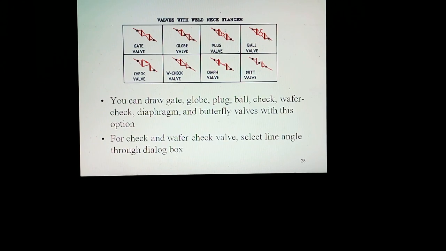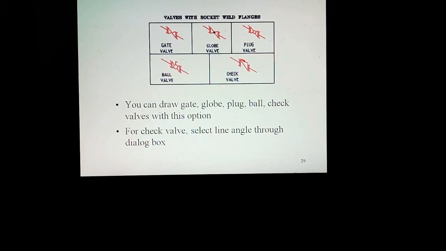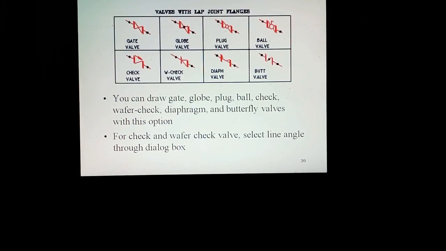With weld neck flanges, you can draw globe, plug, ball, check, wafer check, diaphragm and butterfly valves with this option. For check and wafer check valves, select the line angle through the dialog box. With socket weld flanges, you can draw globe, plug, ball and check valves with this option. For the check valve, select the line angle through the dialog box. With lap joint flanges, you can draw globe, plug, ball, check, wafer check, diaphragm and butterfly valves with this option. For check and wafer check valves, select the line angle through the dialog box.